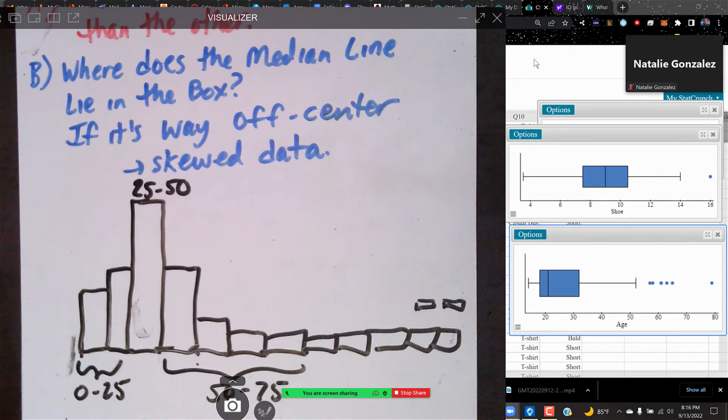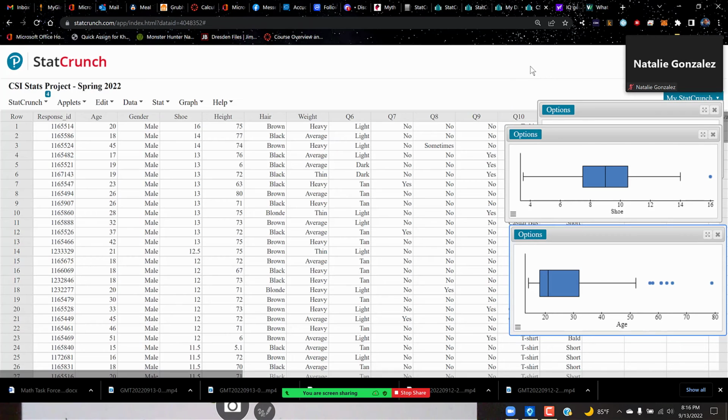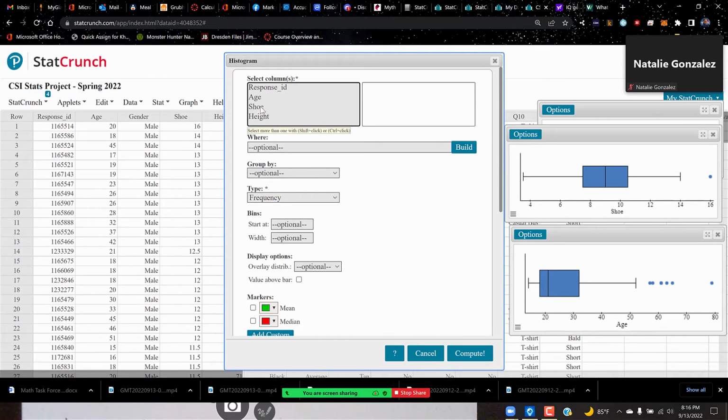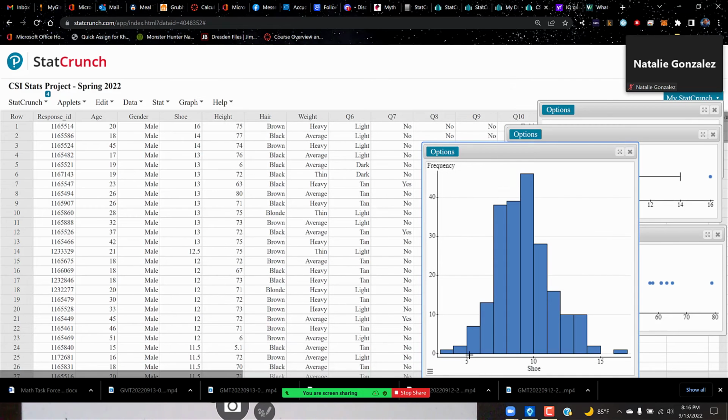But I'll let you finish drawing that first. If you need it up longer, let me know. I'm going to go do the histogram. I'm going to graph histogram. I'm going to do shoe size. I'm going to let it just choose the bins on its own. I might need to adjust the bins to make it look like it.